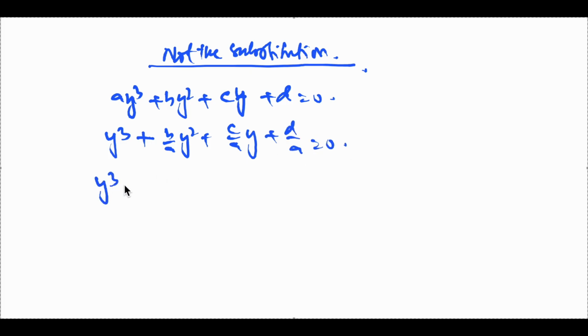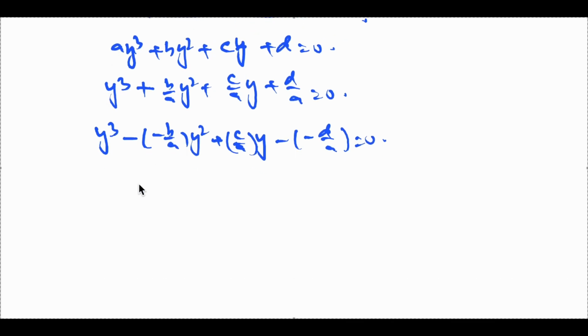I can write this y cubed, using plus minus in this way. So I can write minus b upon a y squared, plus c upon a y and minus d upon a is equal to 0. Now suppose I am able to find the values of minus b upon a, c upon a, and minus d upon a, I'll put them in this equation and get the result.